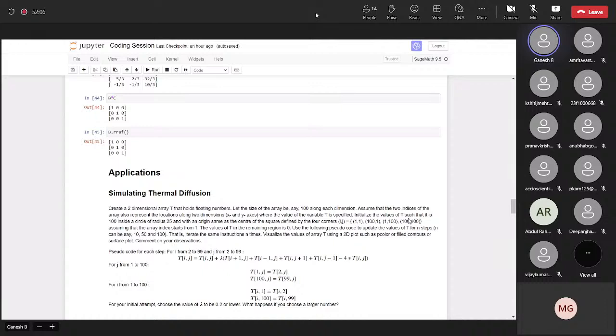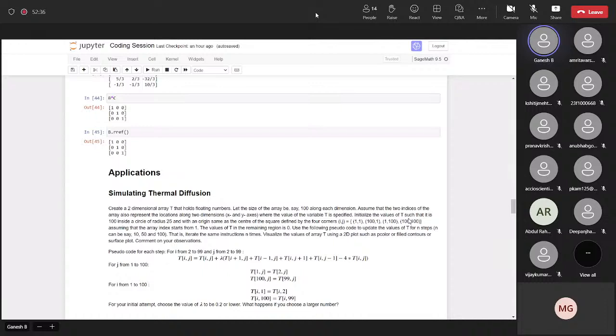How do you even simulate that? The way you simulate that is you assign each point on a 100 cross 100 square as a node. You call that node, for example, T of 3 comma 4, meaning the 3 comma 4 coordinate. So I'm basically splitting this 100 cross 100 area into 10 power 4 points, 10 power 4 nodes.